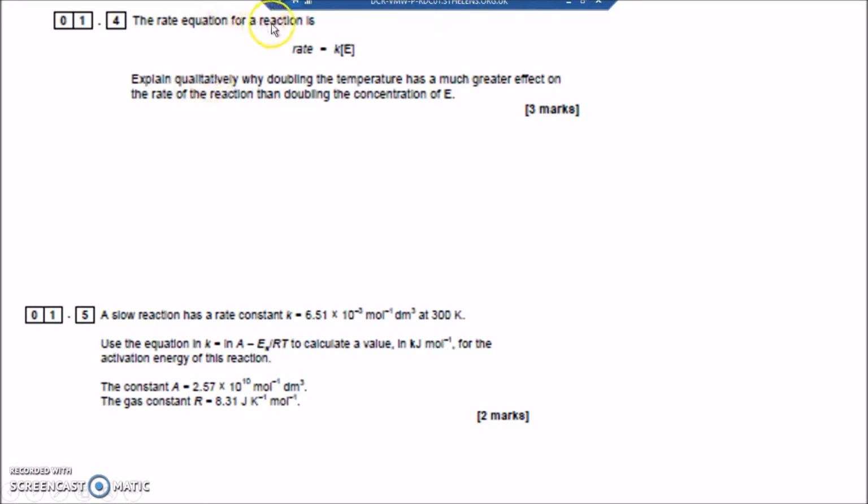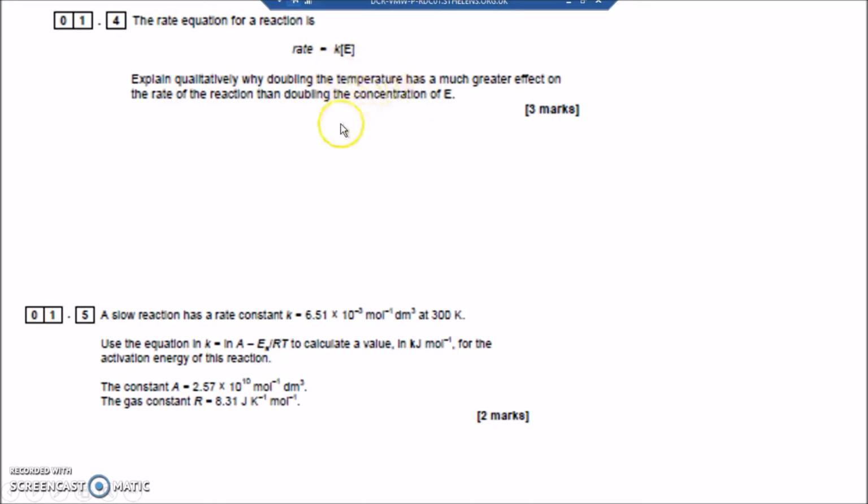So the rate equation for a reaction is rate equals rate constant multiplied by the concentration of E. Explained qualitatively, so that's just using words. Quantitatively is numbers, qualitatively is just words. Doubling the temperature has a much greater effect on the rate of reaction than doubling the concentration of E. Well, first of all, you've got to comment about temperature.